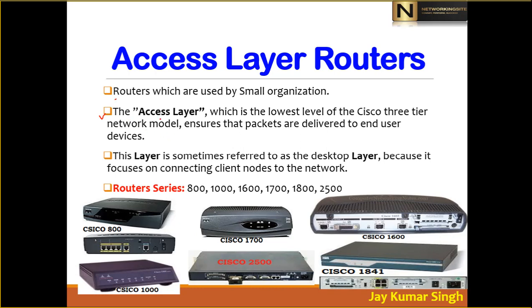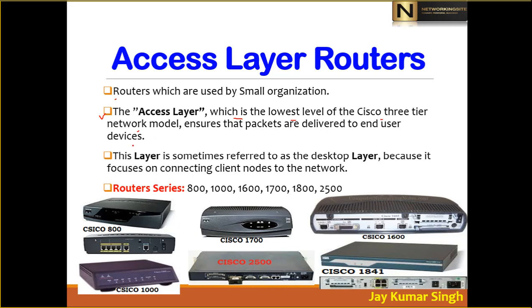Now, this organization here is going to be the access layer router. The access layer is the lowest level of the Cisco three-tier networking model. It's the base, the last end of the model, where the end users are connected.